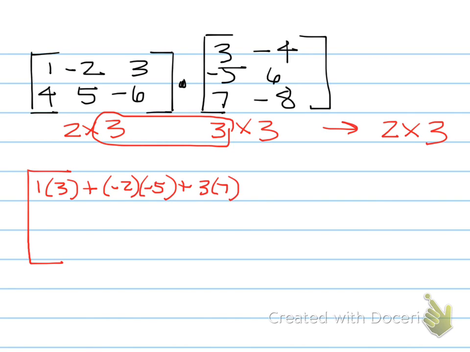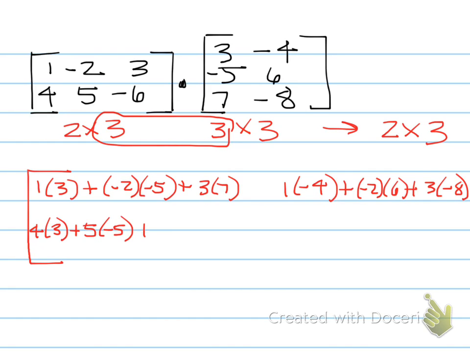All right, so when we multiply the first row by the first column of the second matrix, we get 1 times 3 plus -2 times -5 plus 3 times 7. And then multiply the first row times the second column of the second matrix. We get 1 times -4 plus -2 times 6 plus 3 times -8.